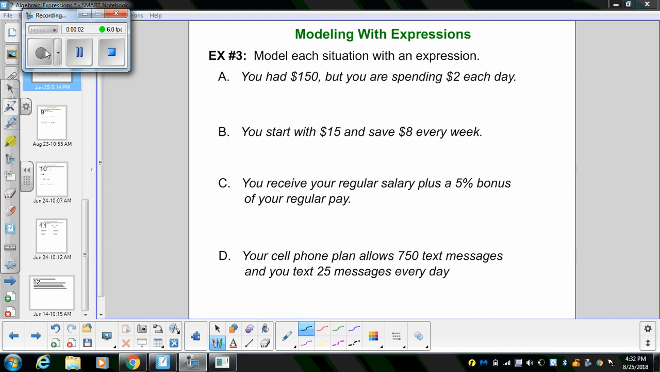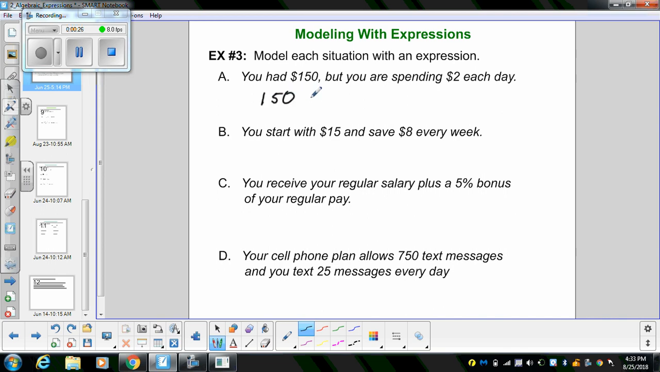Alright, so let's continue our discussion over modeling with expressions. So we're going to model each situation with an actual expression. Right, so this right here says you had $150, but you are spending $2 each day. So easily we have 150.